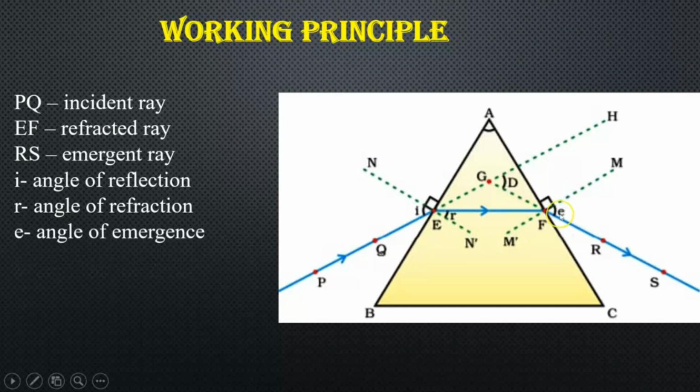So here E we call the angle of emergence, and the different colors emerge at different angles. They bend at different angles, which we call the angle of deviation. Hope you all understood.